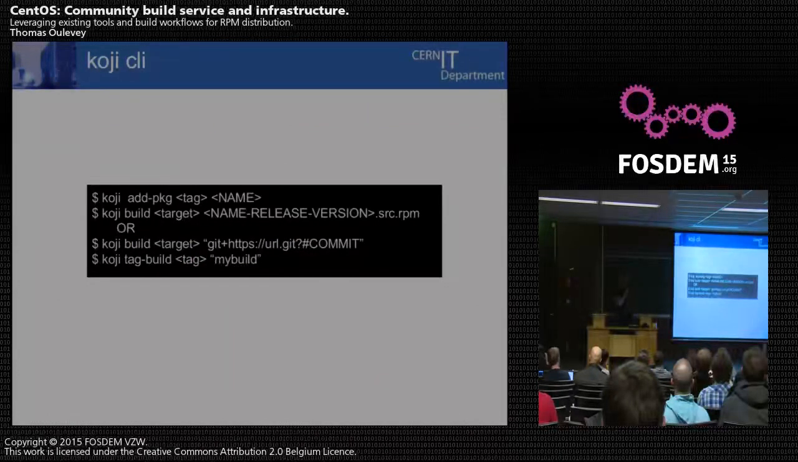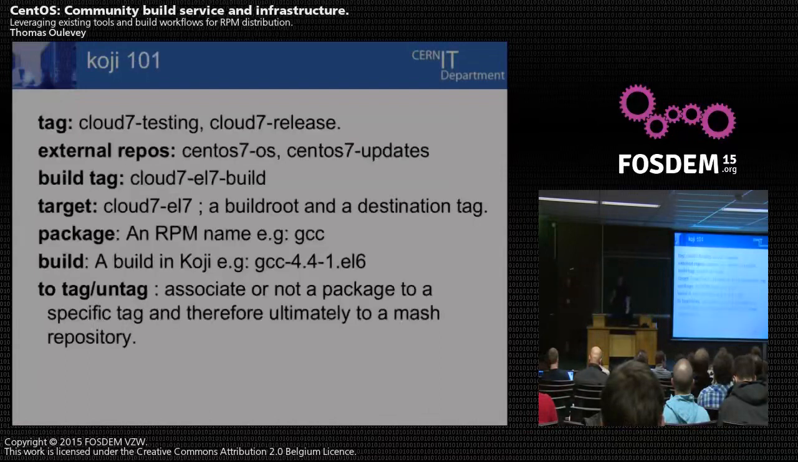For the CLI, I'll just show you quickly now how it goes. I'll explain each command later, but basically, if you need to build a package, it will be around 3 commands. But you need to know a bit about the Koji naming of different actions. So I will go into details now for that in Koji 101.